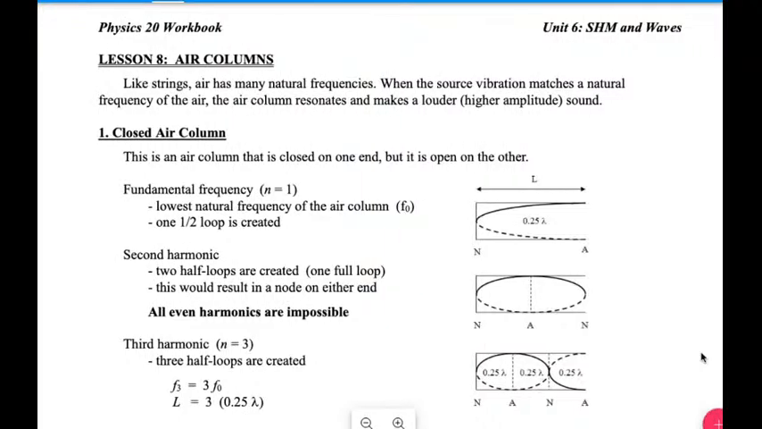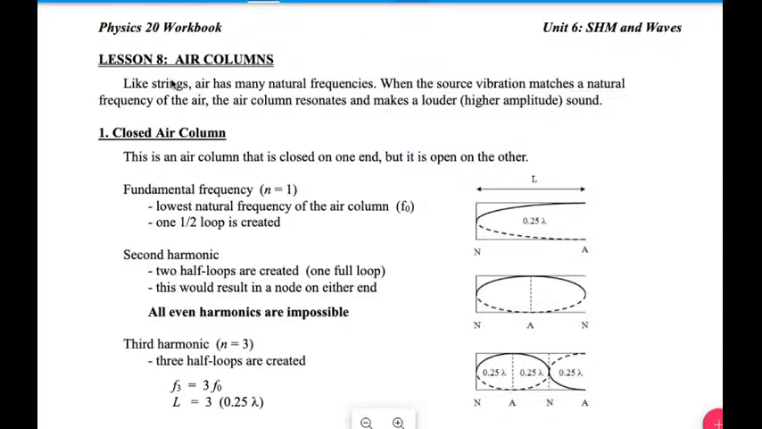Alright class, second last lesson. We've got lesson 8, which is quite similar to our previous lesson on resonance with strings. Today we're looking at resonance with air columns. And in many ways they're very similar. There are some important differences though.